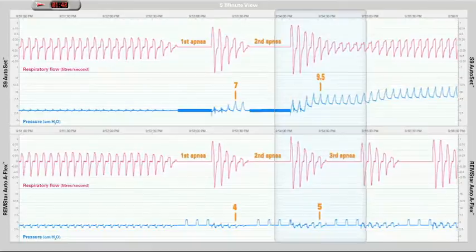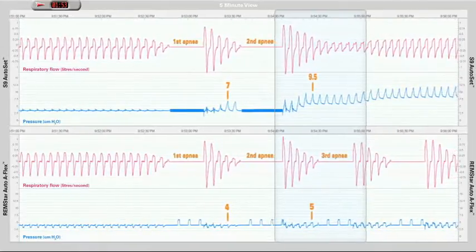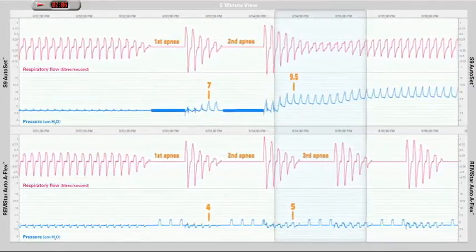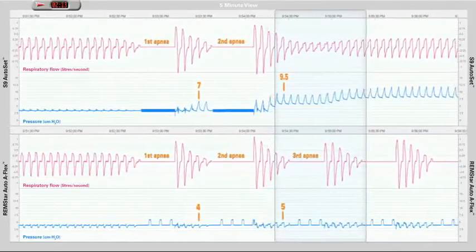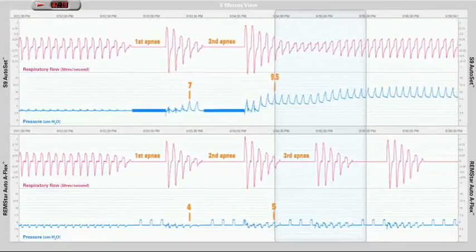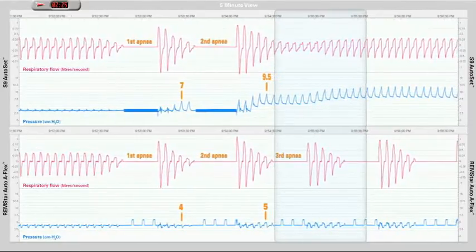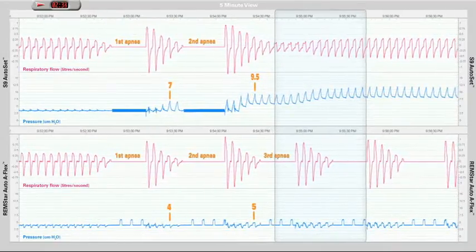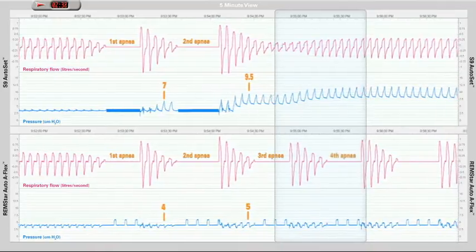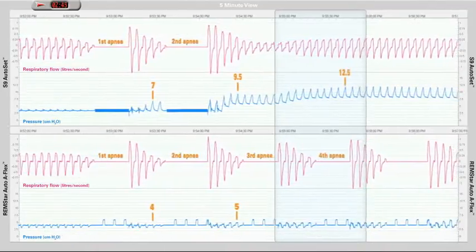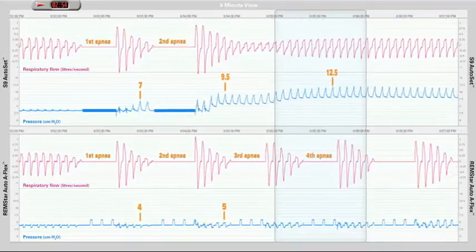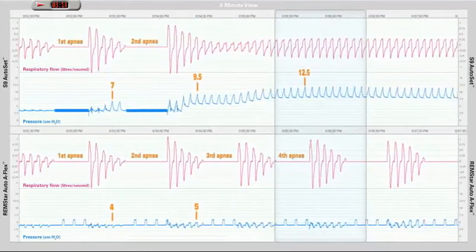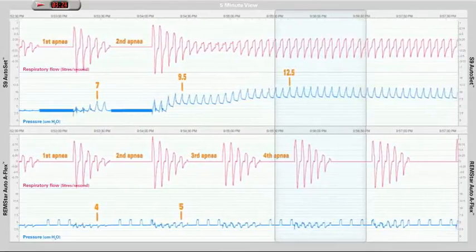The S9 AutoSet detects there is evidence of a slight flow limitation in the breath shape and increases the treatment pressure to prevent further apneas and flow limitation. We now see the S9 patient has achieved normal, rounded breaths, while the RemStar Auto patient suffers a fourth apnea. The S9 AutoSet has achieved a stable airway with a treatment pressure of approximately 12.5 centimeters within 3 minutes. The RemStar Auto patient suffers a fifth apnea.